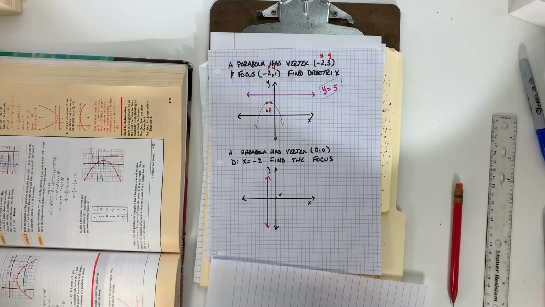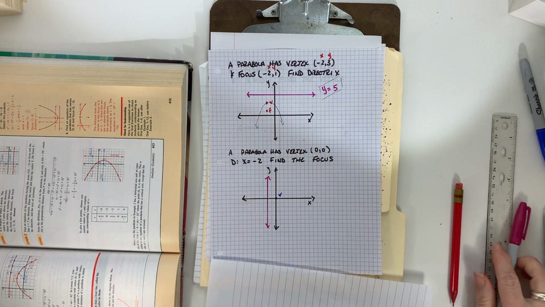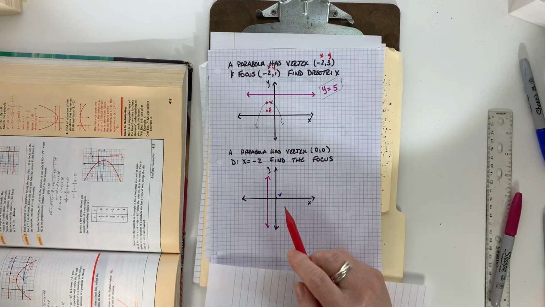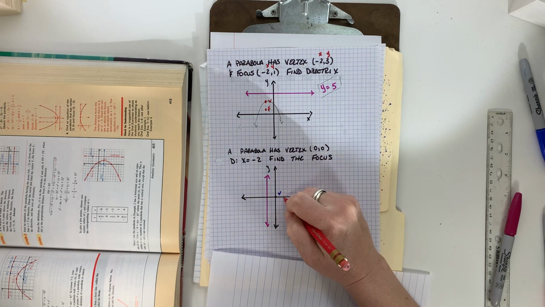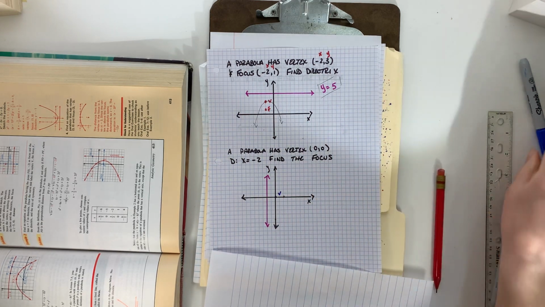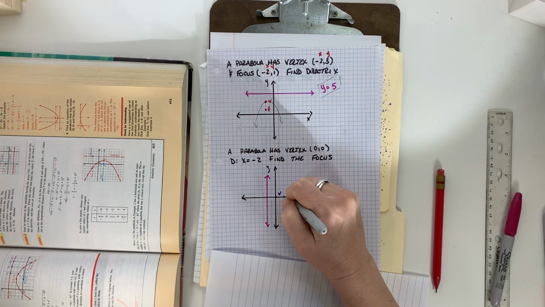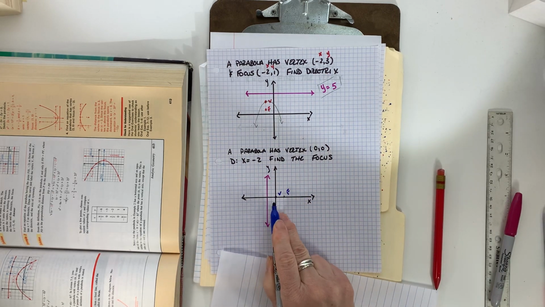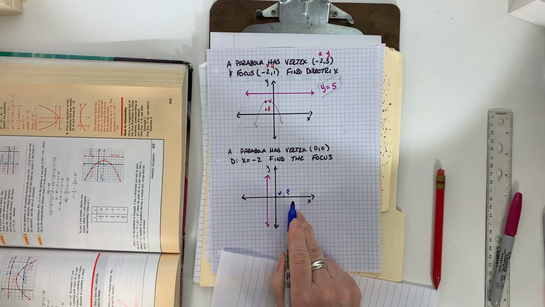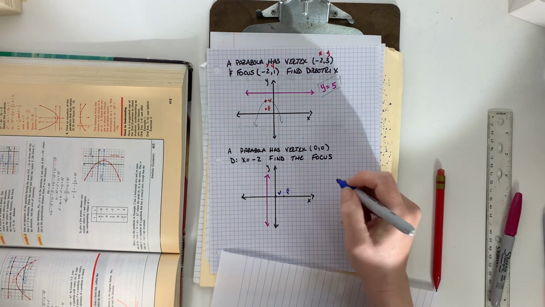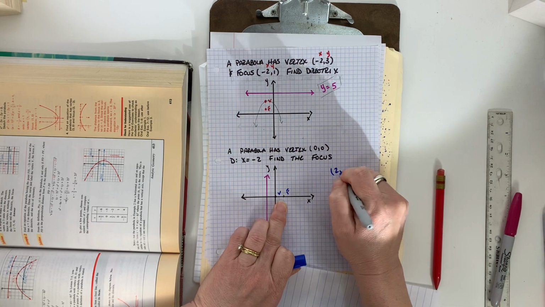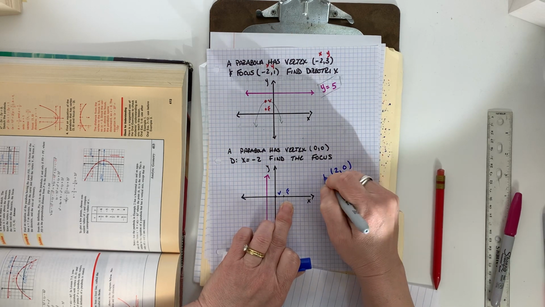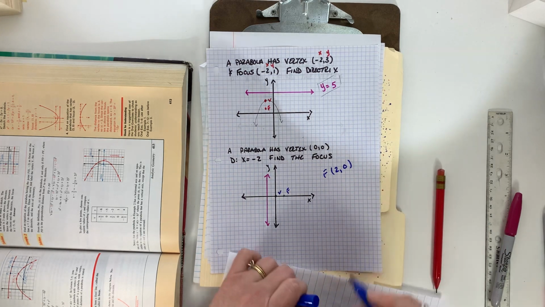Okay. That's our directrix. And they want us to find the focus. So remember, V is in the middle. So we go 1, 2, 1, 2. So this right here is our focus. So it goes D, V, F. All right. They want us to find the focus. Well, the focus is x is equal to 2, y is equal to 0. And they write it like that, F, 2, 0.